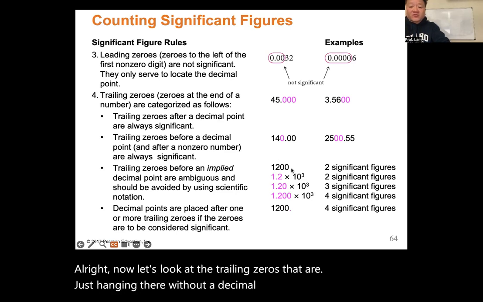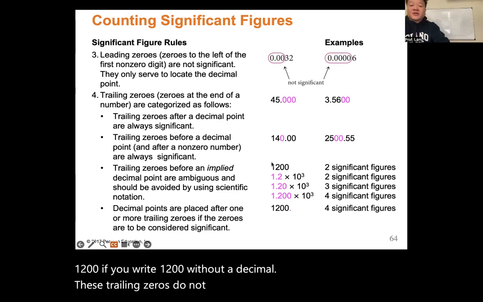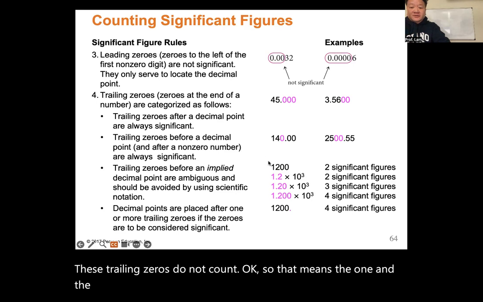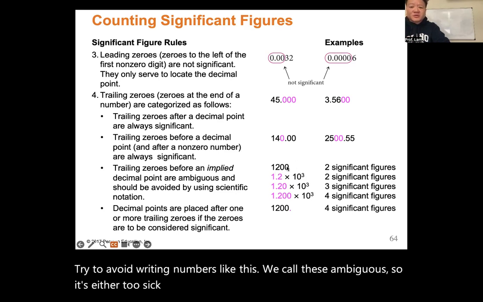So a number like 1200. If you write 1200 without a decimal, these trailing zeros do not count. Okay. So that means the 1 and the 2 are the only significant digits. So you only have 2 sig figs there. Okay. But try to avoid writing numbers like this. We call these ambiguous. So it's either 2 sig figs or it's ambiguous. We don't know because there's no decimal place, right?